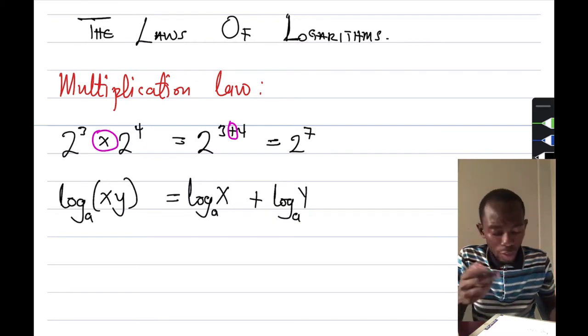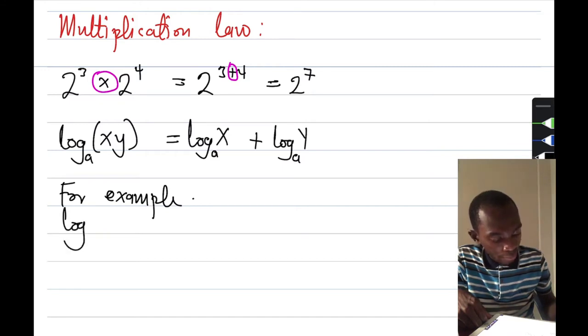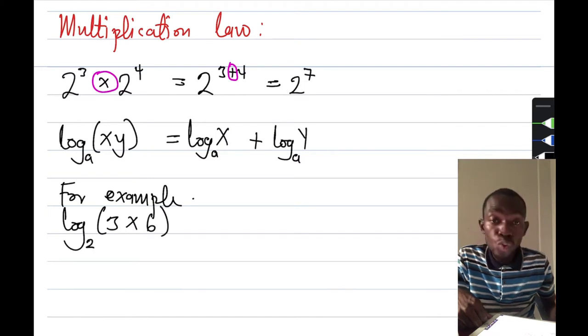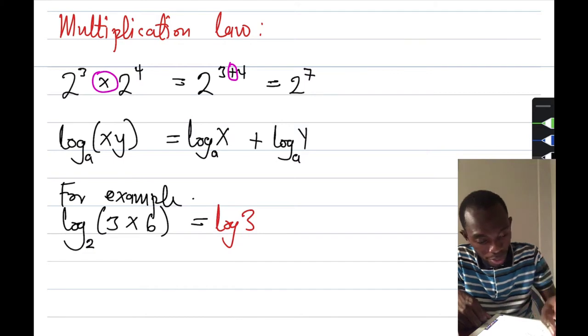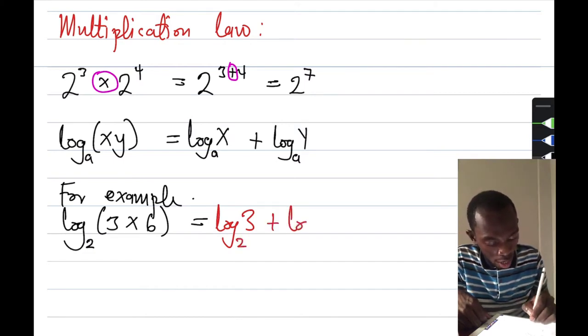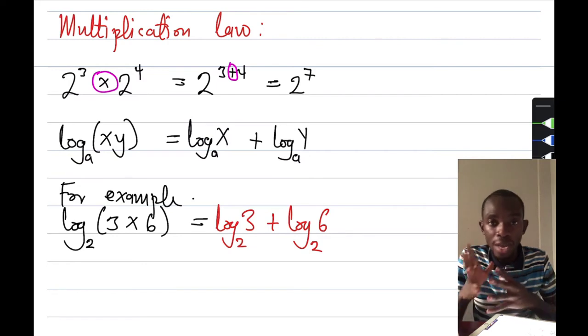All right, so let's have a few examples. For example, if we have log 3 times 6 base 2, this will become log 3 base 2 plus log 6 base 2, because we know that from indices multiplication tends to addition, therefore the same principle works here, so you add them up.